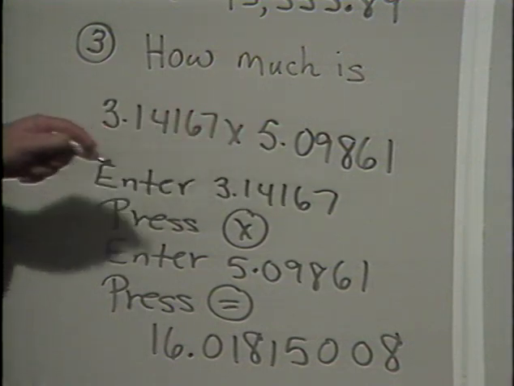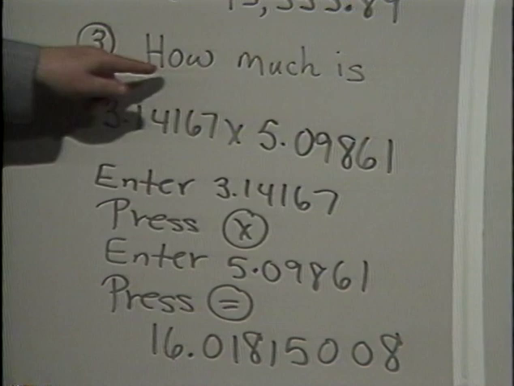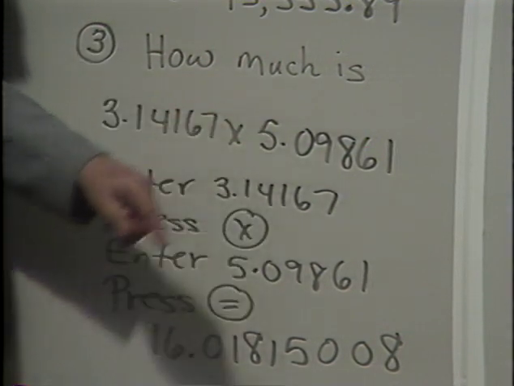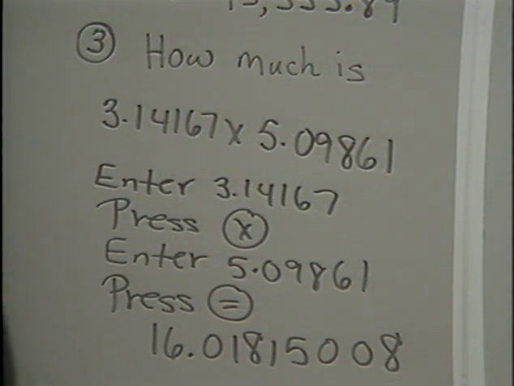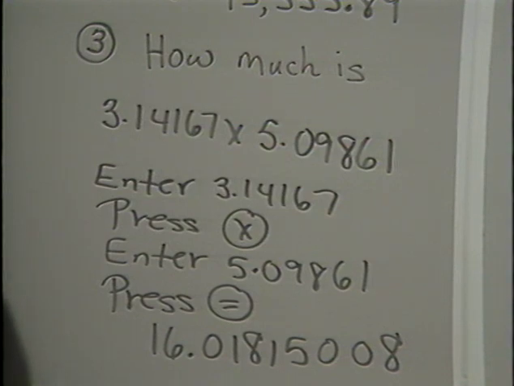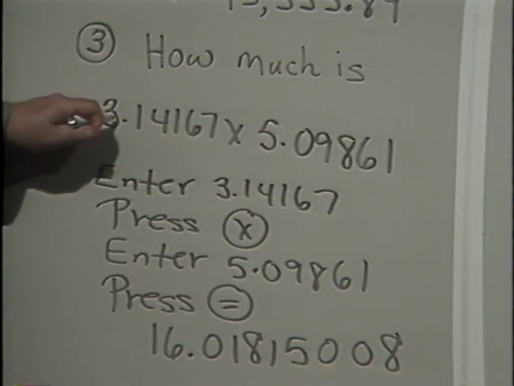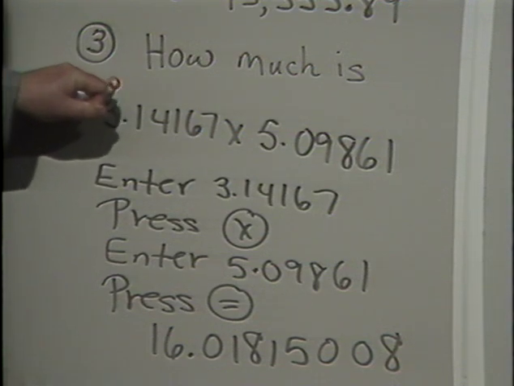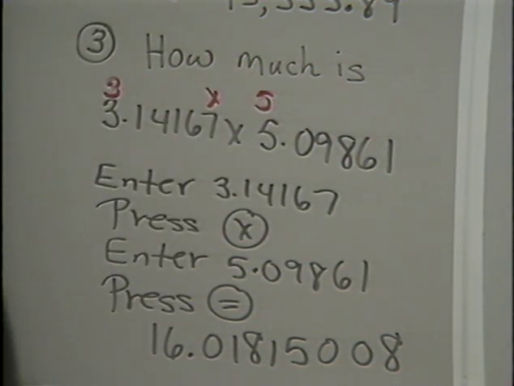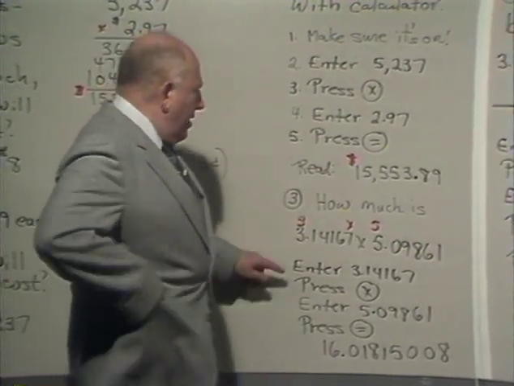As the number of digits increase, the value of the calculator becomes even more important. If I say, how much is 3.14167 times 5.09861? Notice that without the calculator, I have to multiply two 6-digit numbers. Again, it's not a bad idea to say that this number rounds off to 3 and that this number rounds off to 5 to the nearest whole number, so that I now know that I'm looking for an answer that's around 15.